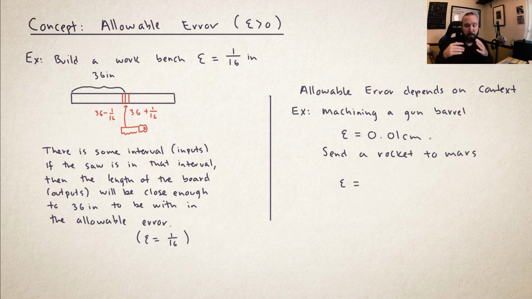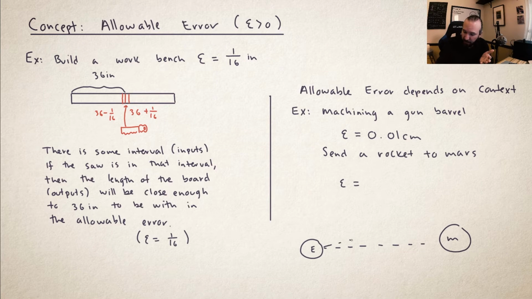And in an even more extreme case, imagine that you were going to try to fire a rocket from the Earth to Mars, okay? Even if you're off by the tiniest little amount, by the time your rocket gets all the way to Mars, you're going to completely miss. So maybe in the context of something like NASA, the allowable error could be even smaller.